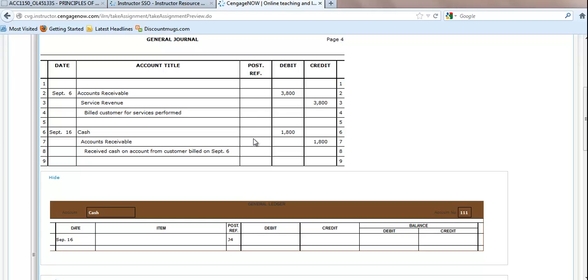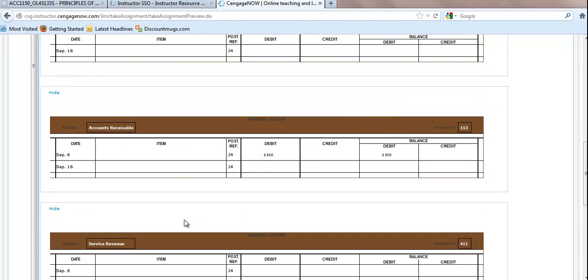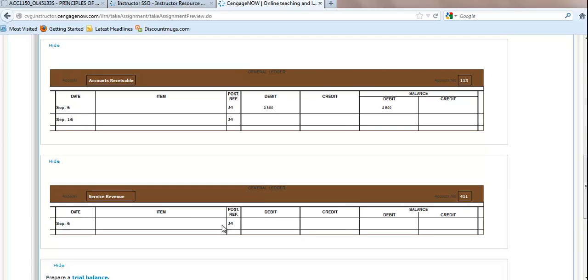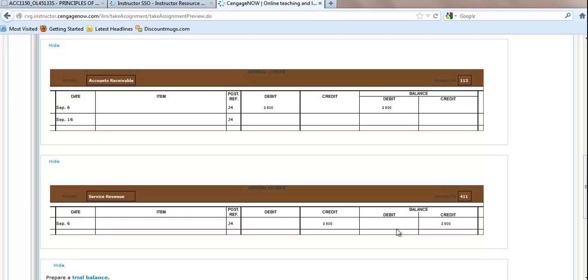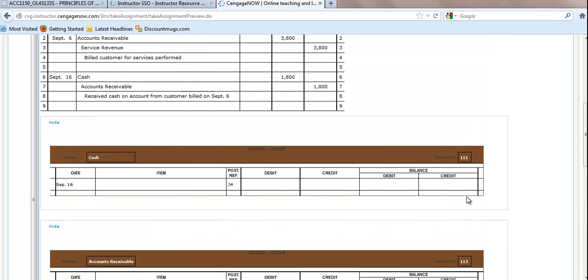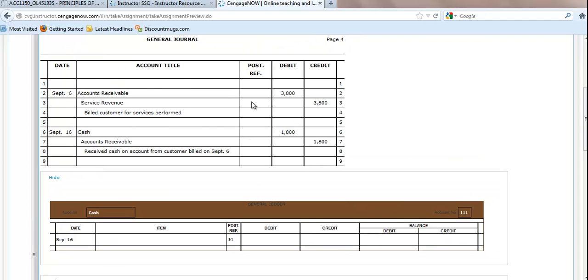Okay. So then we credited service revenue for $3,800. I need to go find my service revenue account. Nothing goes in the item column. I credited for $3,800, so I'll type that in here. My new balance is a credit of $3,800. With service revenue, you're never going to have a balance in your debit column. I add credits and subtract debits to my credit balance. Then J4 is my post reference, and if we could continue posting, we would take 411 and put it back in the post-reference column, but it's not letting us.